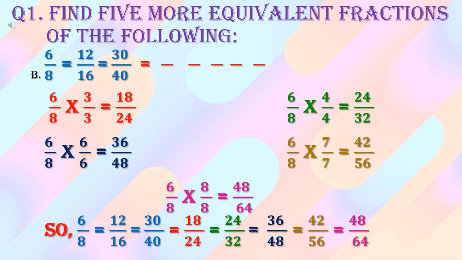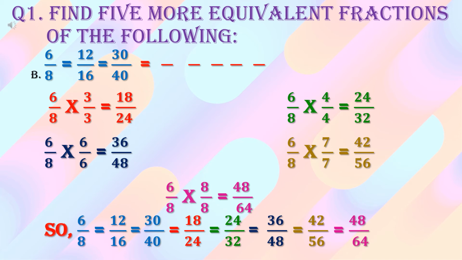Next we will multiply 6 upon 8 by 7 upon 7. So 6 multiplied by 7 is equal to 42, as 6 7s are 42 and 8 7s are 56. So we have got numerator as 42 and denominator as 56, and the fraction is 42 upon 56.